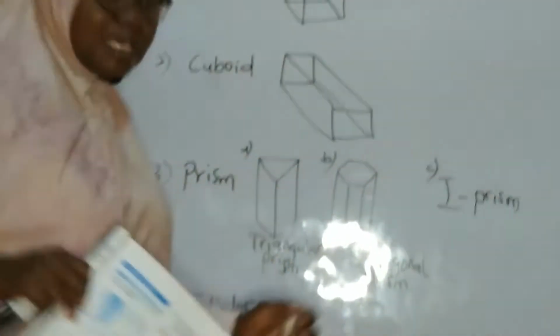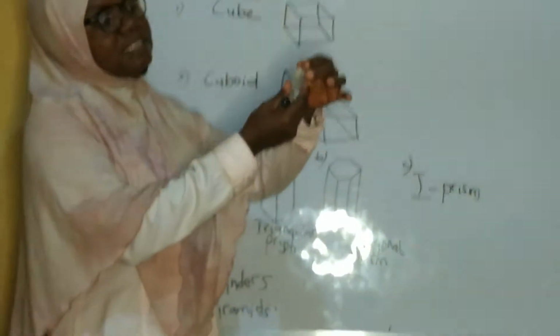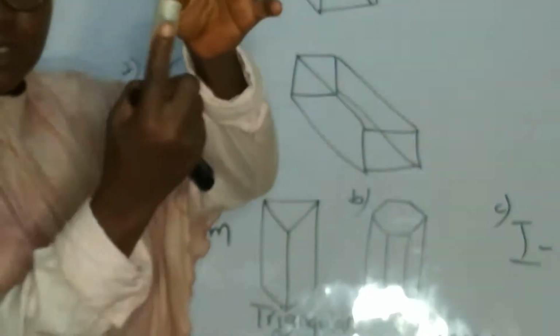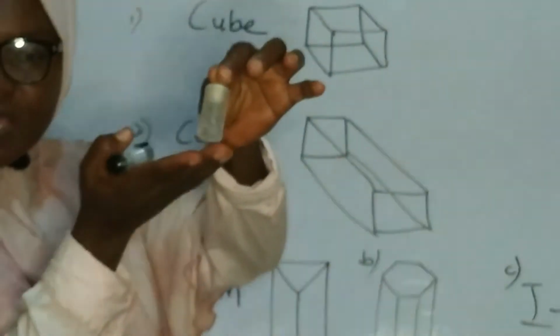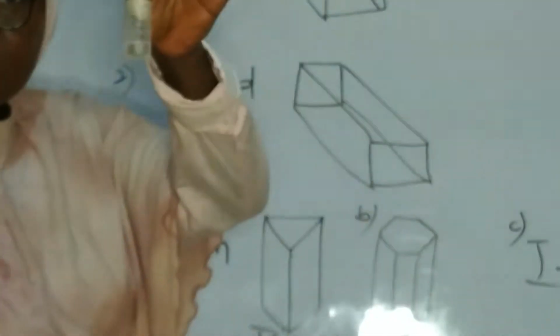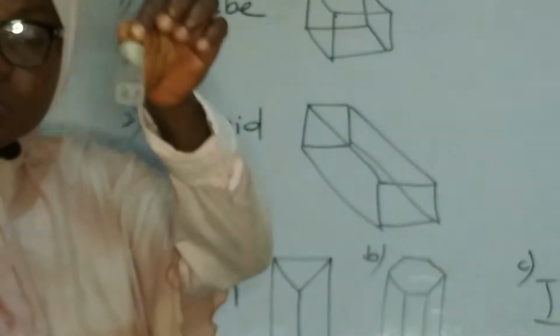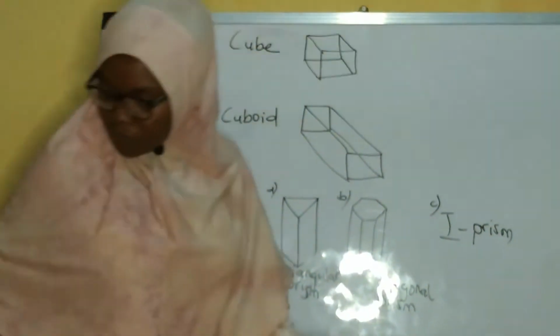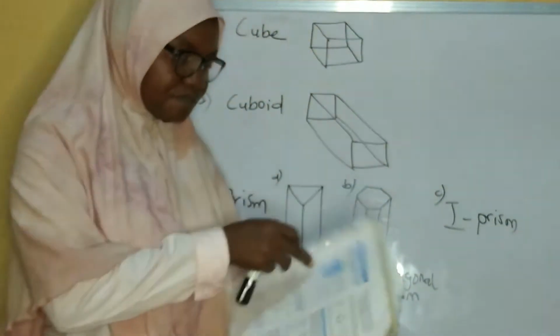So also we have cylinders. The typical example of a cylinder is this. You can see that it's kind of round and then it has a flat surface. Do you understand? This is a typical example of a cylinder. Also we have pyramids.